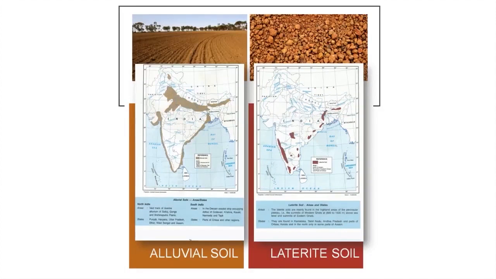Example, laterite soil in northeast India can be marked between Garo, Khasi and Jayantia and Brahmaputra river in a small circle as shown in the map. In south, laterite soil can be marked on summits of Western Ghats or Eastern Ghats.